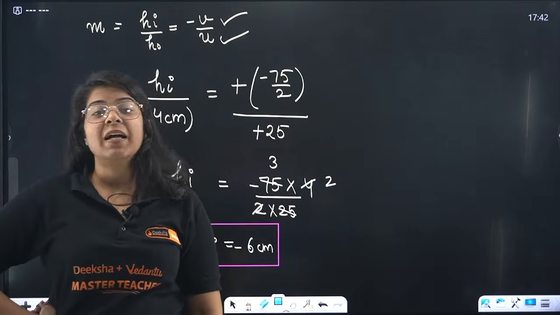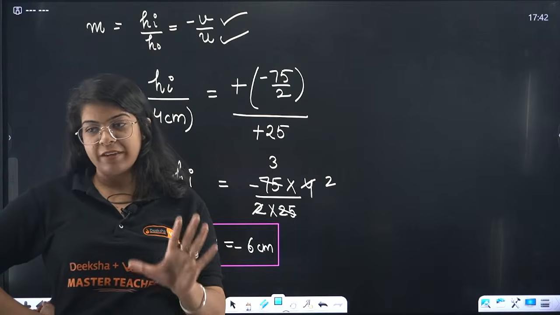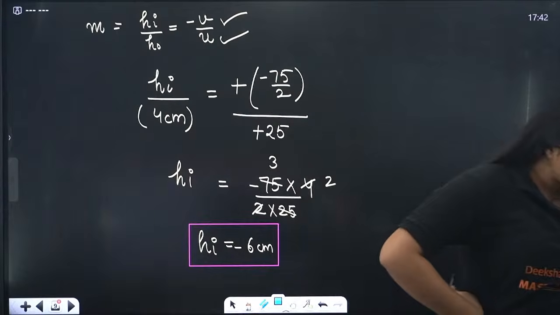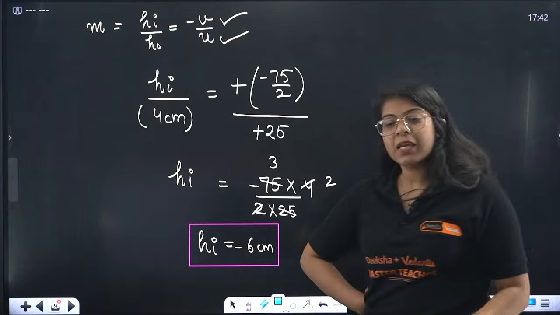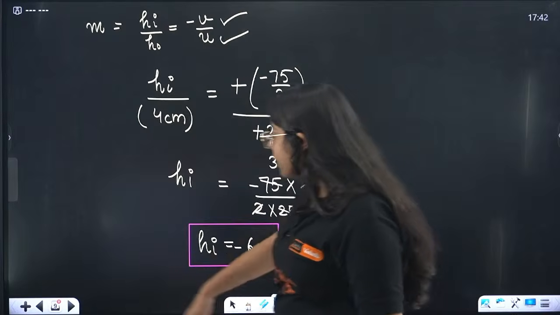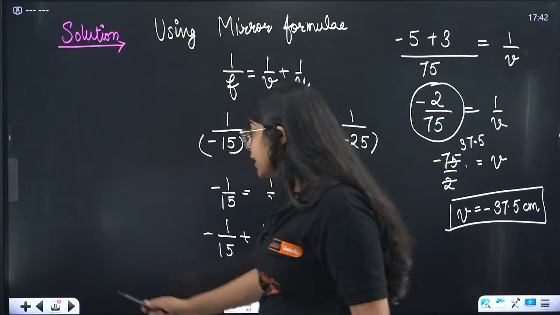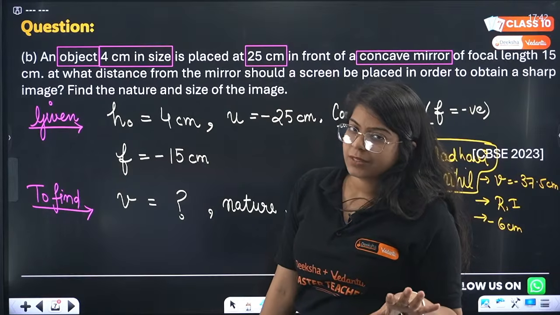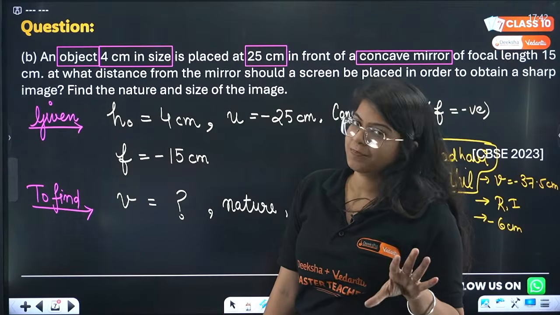The question is so tough. Did you understand it or not? If you don't understand it, tell me, I'll explain it again. Okay, beta? Tell me, I'll explain it again. Done? Now we have to find the nature of the image as well. Now, see, if you use your brain a little bit, okay?